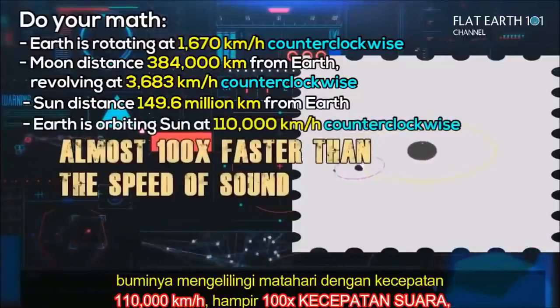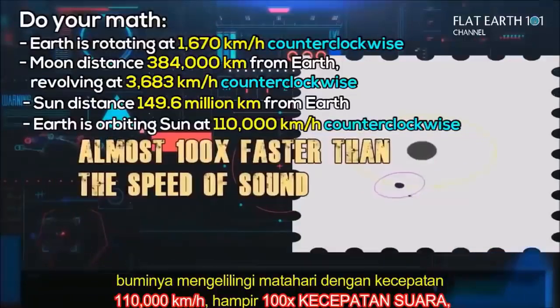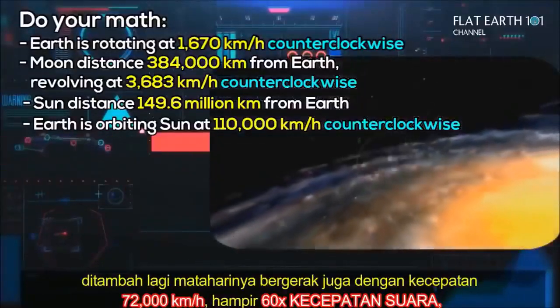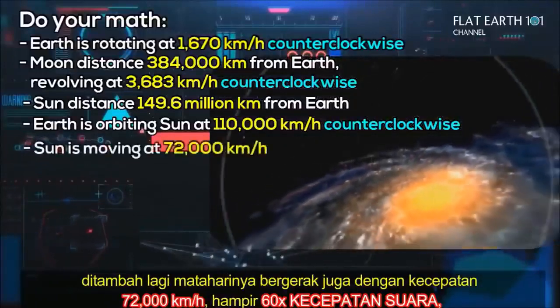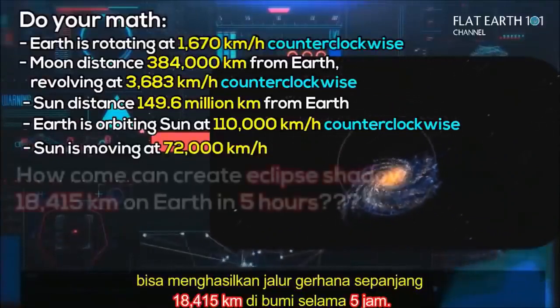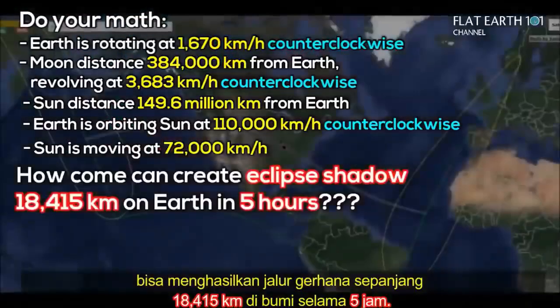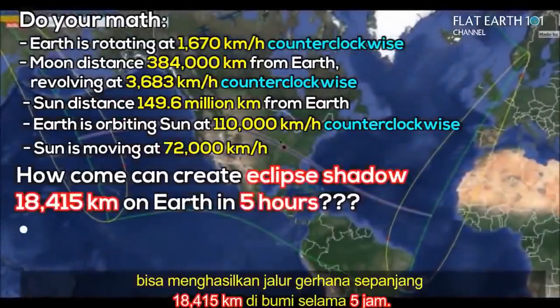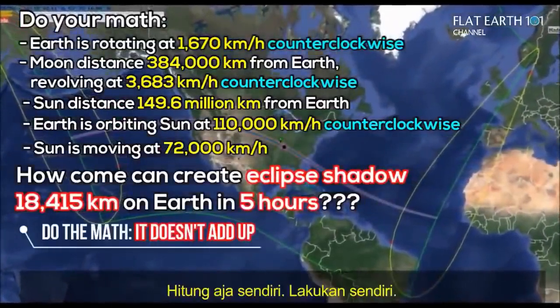It's almost 100 times faster than the speed of sound. Plus, the Sun is also moving at 72,000 kilometers per hour, almost 60 times faster than the speed of sound. Can that create an eclipse shadow of 18,415 kilometers on Earth within 5 hours? Do the math, do it yourself.